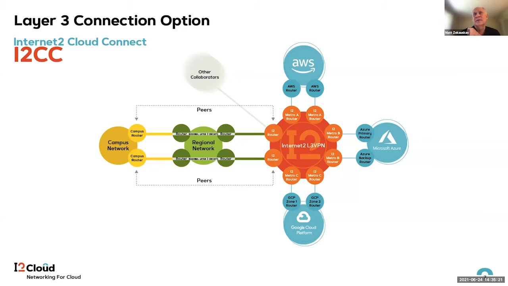With the layer 2, it can be bilateral between you and the cloud provider, and Internet2 isn't in the way. With this option, first of all, you have to verify your ASN and your IP addresses that you're going to advertise. And then the second thing is that you can't have any private addresses that go out over the connection to the cloud providers. So this is not a good way if public peering is a requirement.